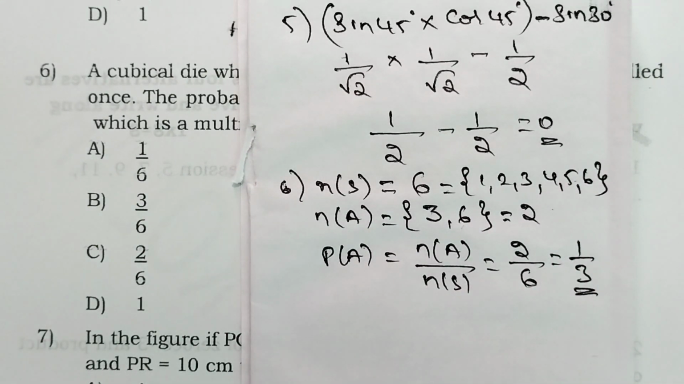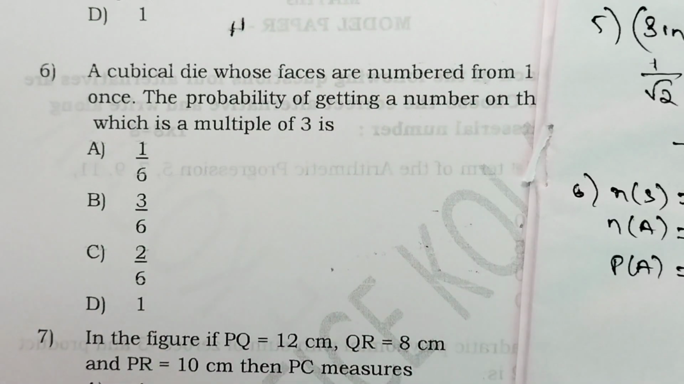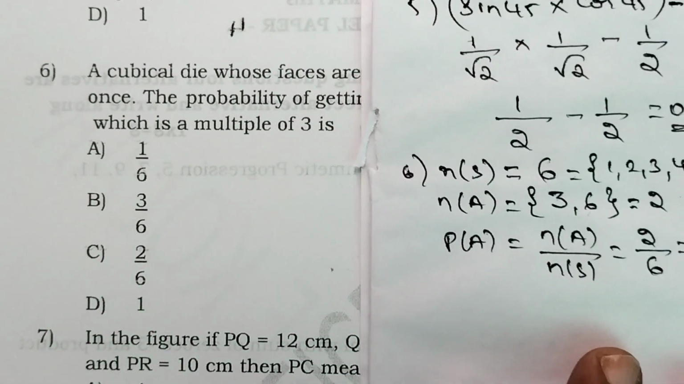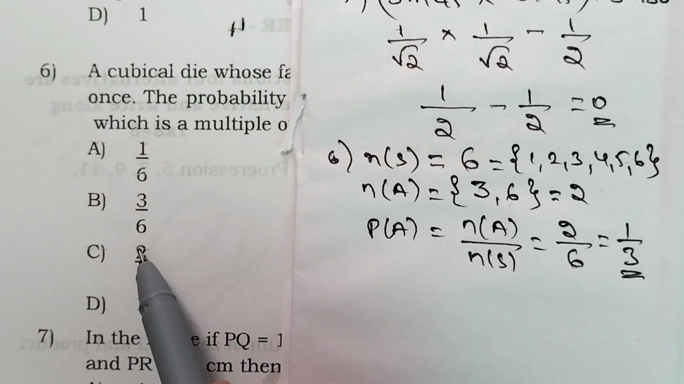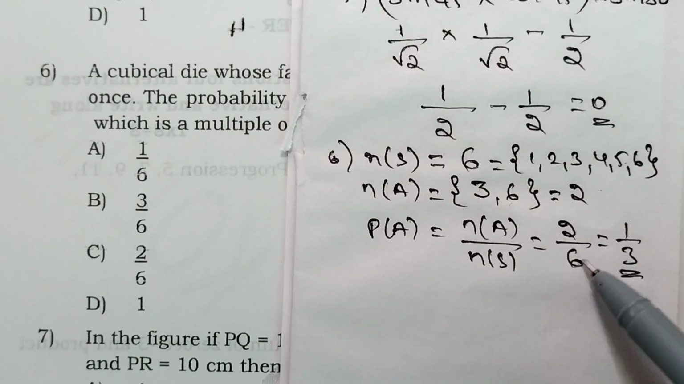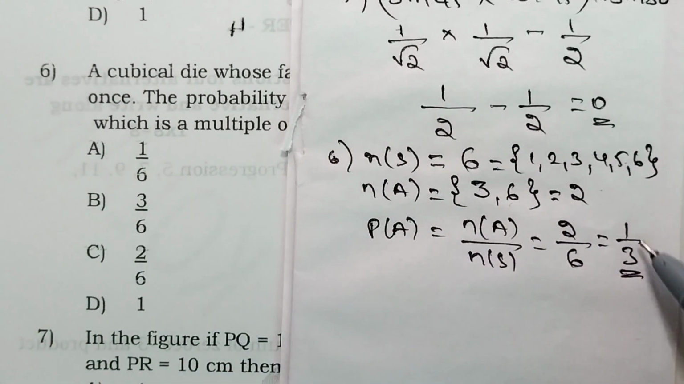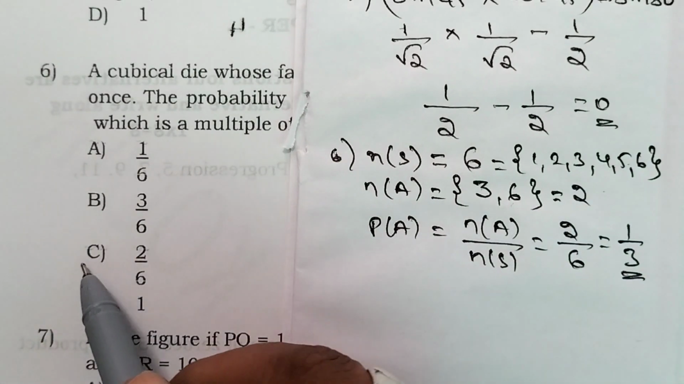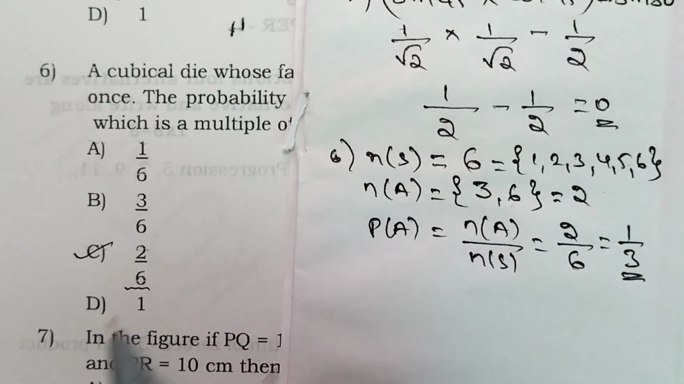So what is the probability? It is 1 by 3. Here 1 by 3 is not given, instead 2 by 6 is given. So 2 by 6, or if simplified, it is 1 by 3. Either the answer they will give is 2 by 6 or 1 by 3. Here 1 by 3 is not given, so the correct answer is option C, that is 2 by 6.